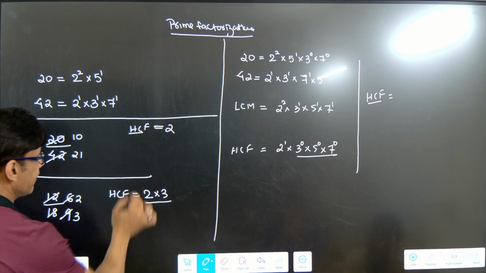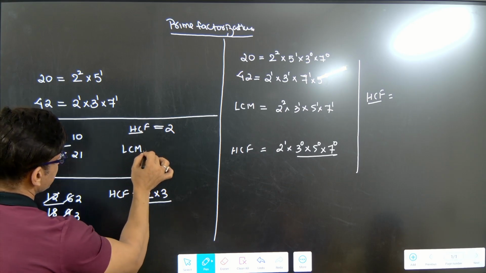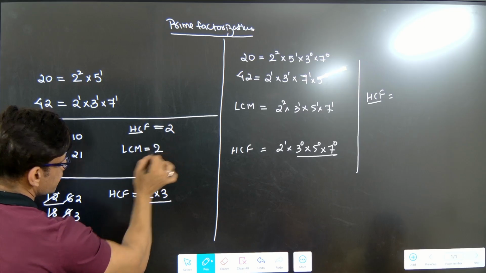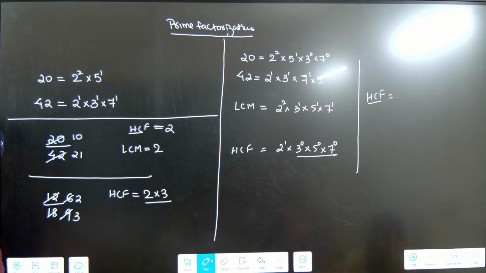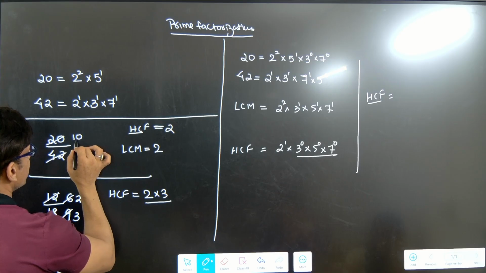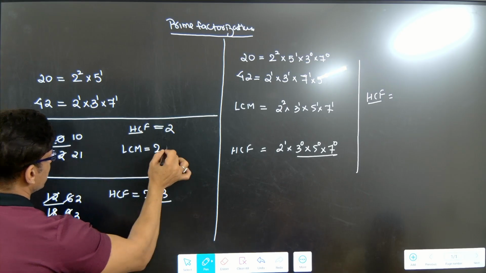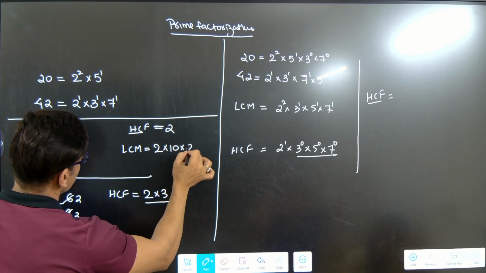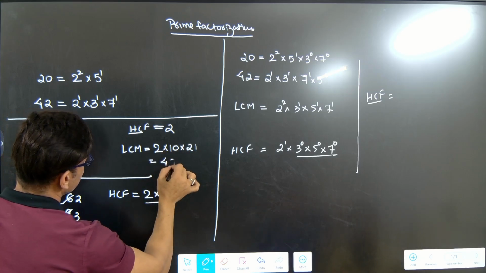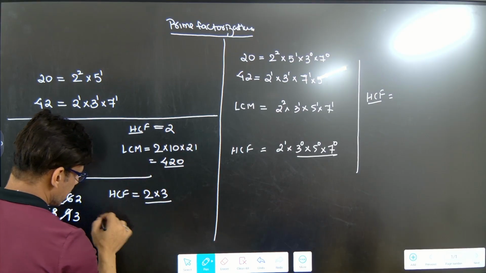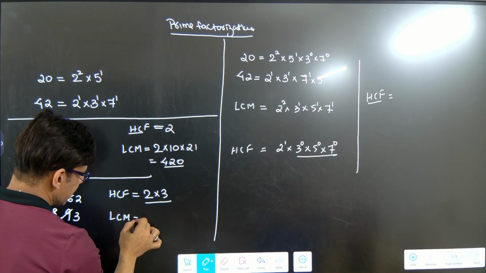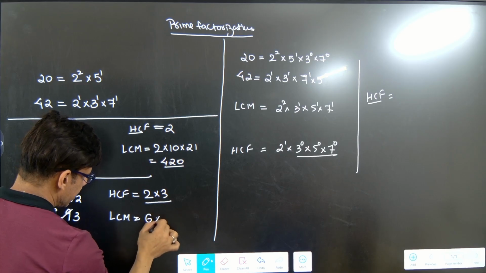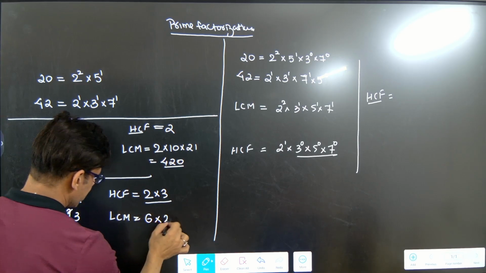As far as LCM is concerned, you take this 2, and what is there in numerator and denominator? 10 and 21. Multiply this 10 and 21. Therefore 420, होता है कि नहीं होता है? Here, if you have to find out LCM, so it is 2 into 10 into 21. Very good.